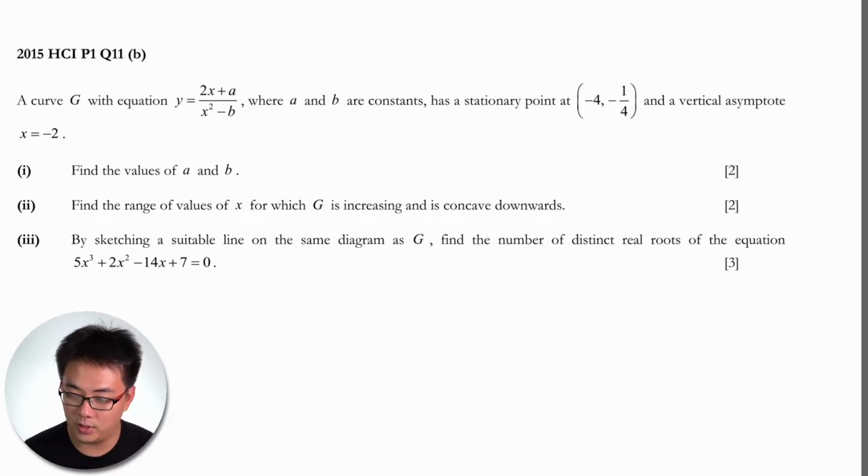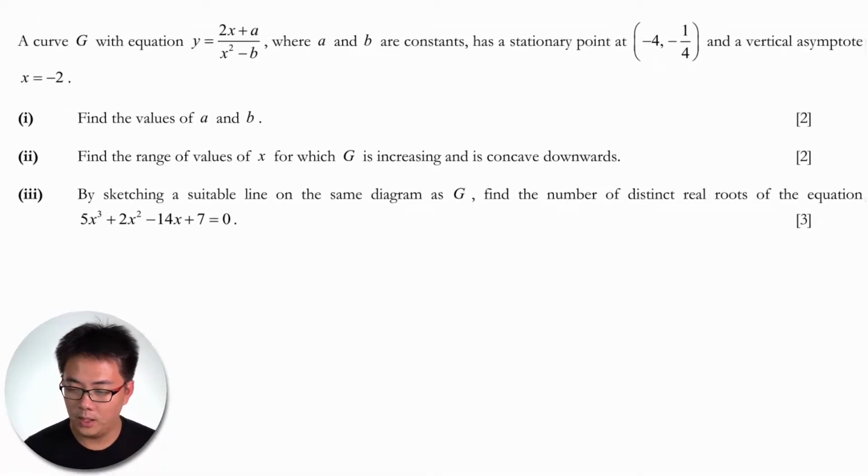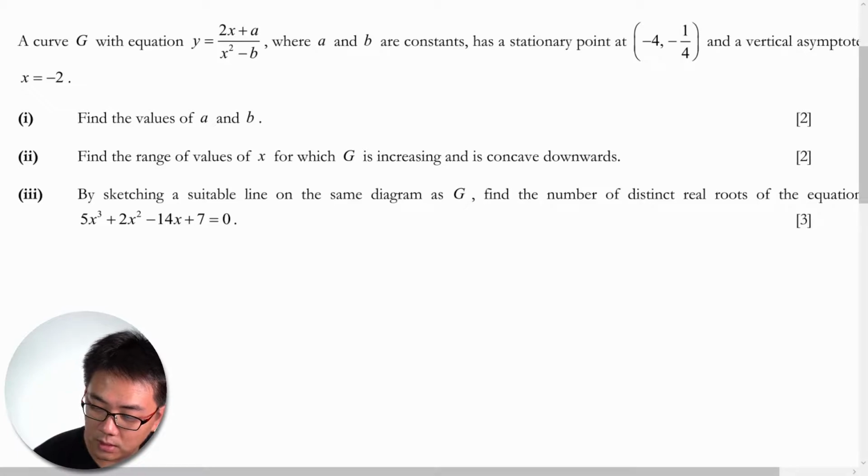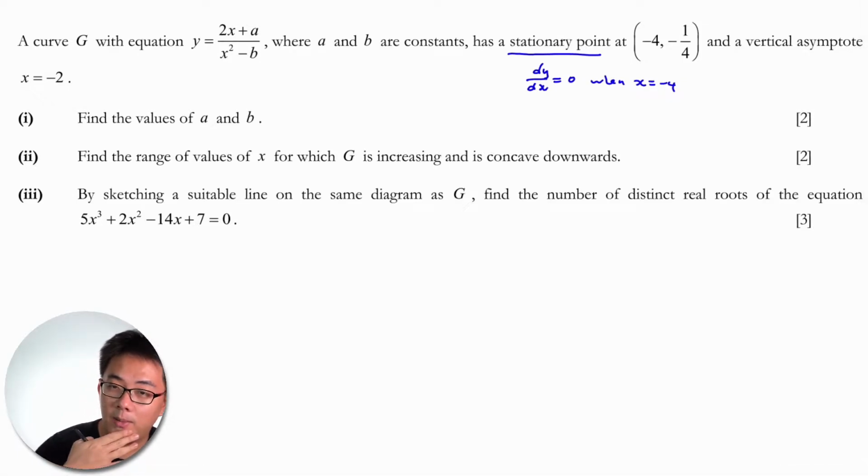I think this is pretty okay. It shouldn't be a very difficult question. You should be able to do the first part, which is to find a and b. So stationary point tells you that dy/dx is 0 when x equals -4. That's the first part, but you could just substitute -4 and -1/4 in.